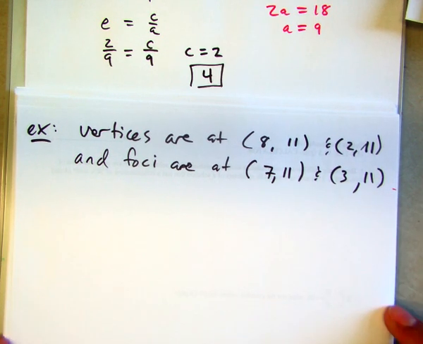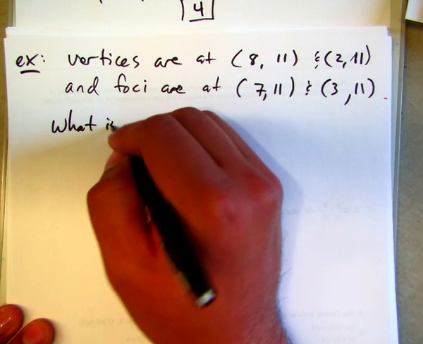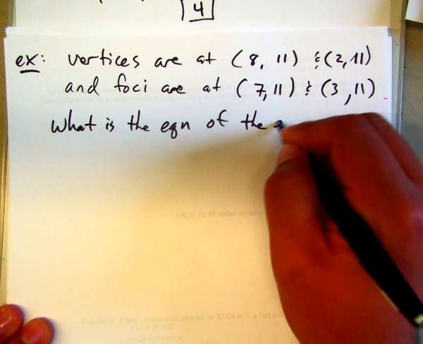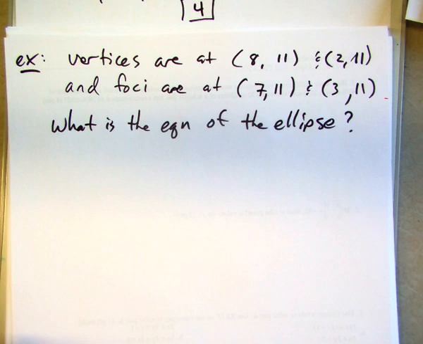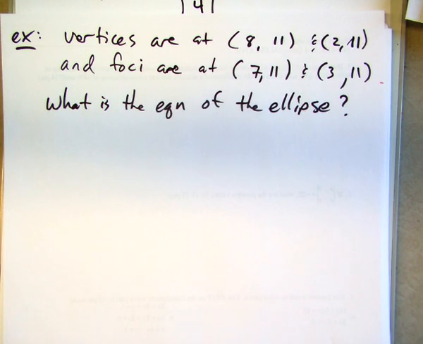And the question is, what is the equation of the ellipse? What do we need to know to find the equation of the ellipse? Slope. There's no slope here. Look at the equation, the big one that we had written down. What info do we need?